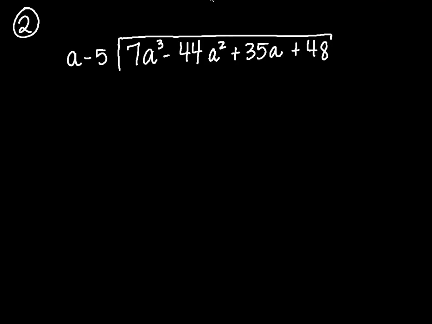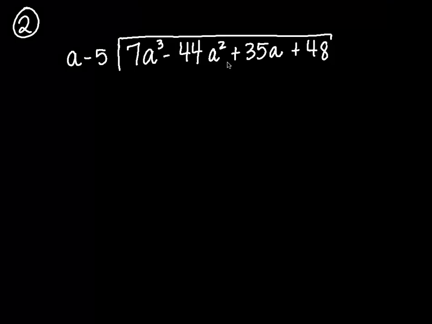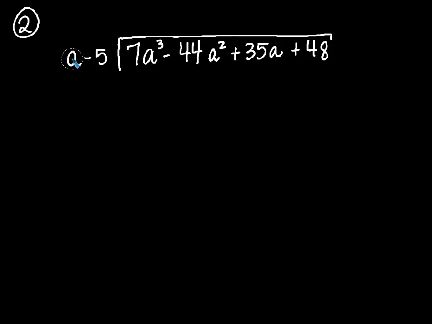For polynomial long division, what we're going to do is look at the highest power in the divisor and see how many times it will go into each of these terms in the dividend as we go along, just like we would with regular long division. So the first thing I want to ask myself is, how many times does a go into 7a cubed? Well, a times what is 7a cubed?